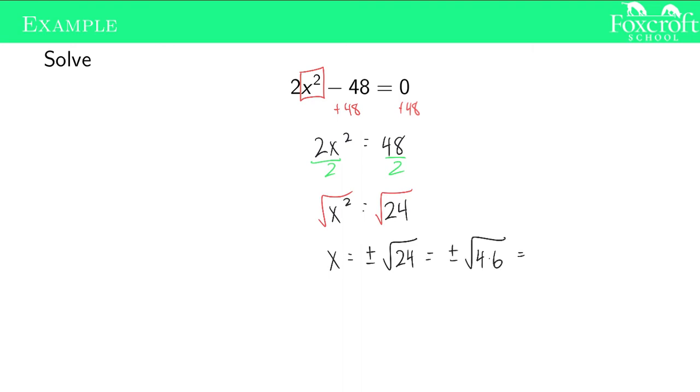And again, that 4 can come out of the square root as a 2. All right, so my final answer is positive and negative 2 square root of 6. And again, if you needed to, you could put that in a calculator to get a decimal. But for now, I want you to leave your final answer with the square root. 2 square root of 6, positive or negative, is the final answer I would want to see.